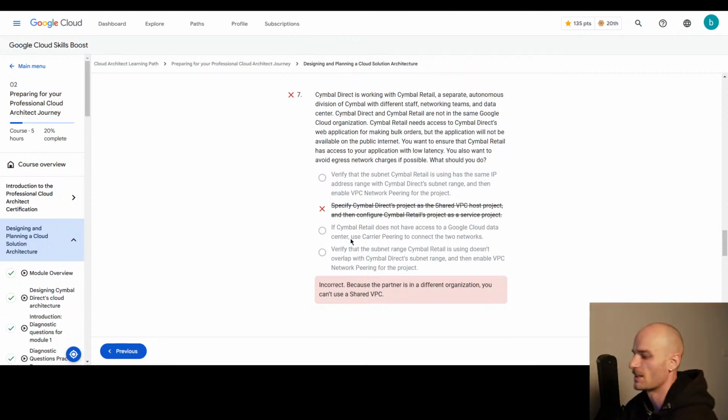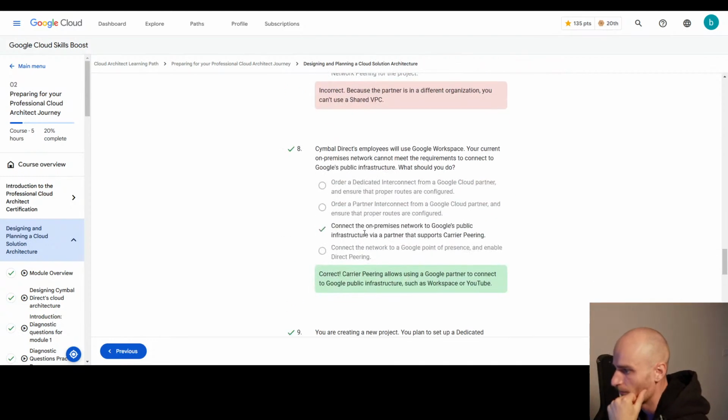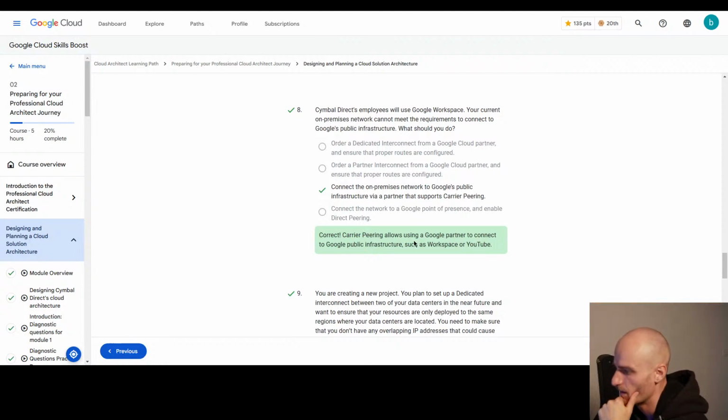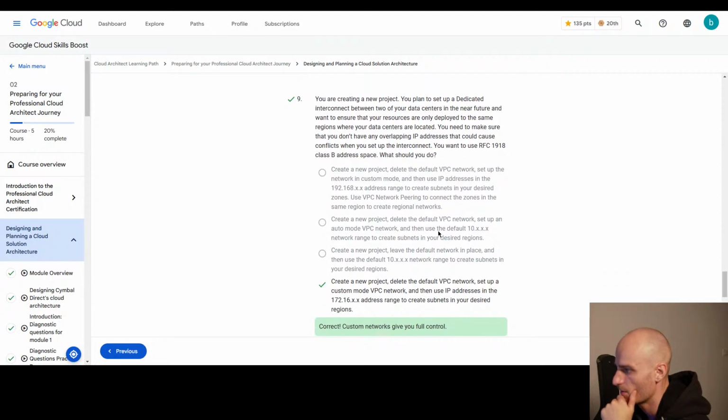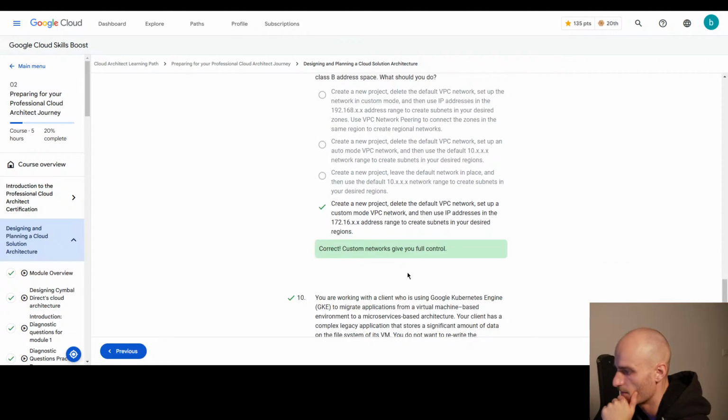Different organizations can't use a shared VPC. Okay. The carrier building also using a Google Workspace. You're creating a new project. Correct, custom networks give you full control.